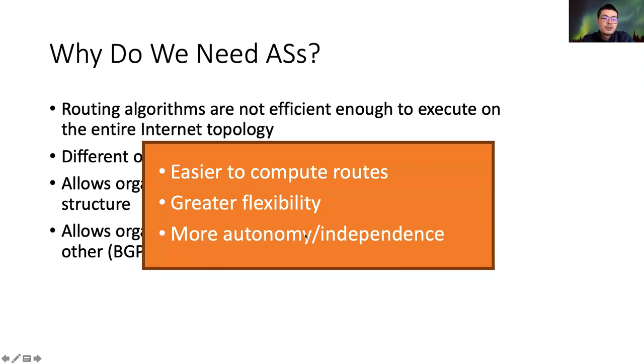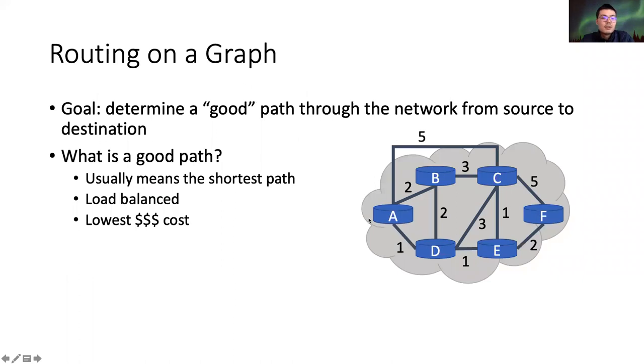And we briefly looked at why we need AS. Basically, being autonomous allows your institution or your organization to have your own AS configured as you like. And you can hide some details of how you route internally, let's say within UAB, without exposing information to the outside. So how do we route from A to F, for example? We really want to minimize the cost.